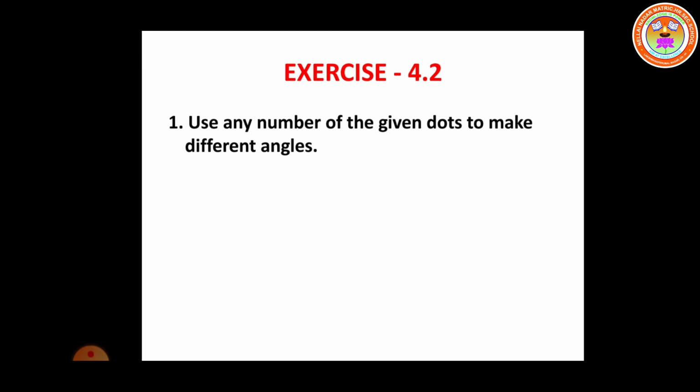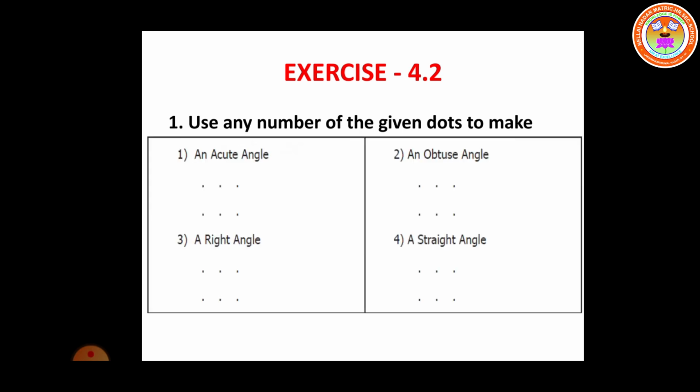First sum, use any number of the given dots to make different angles. See the given question. Let us see the answer. First one, an acute angle. See, first joining 2 points, then joining this point. So in between the two rays we can have acute angle. Acute angle means less than 90 degree.